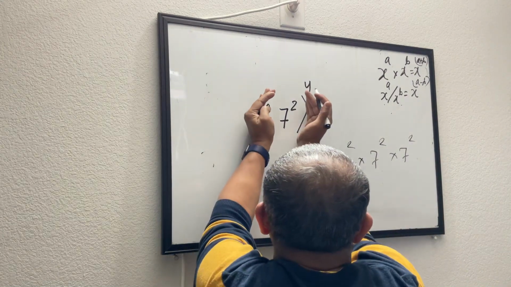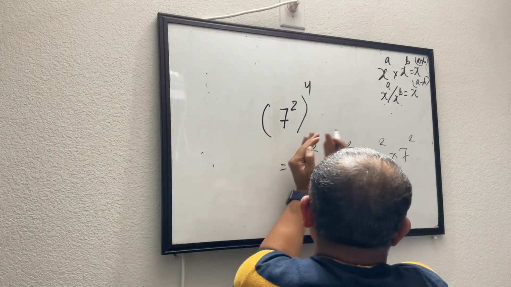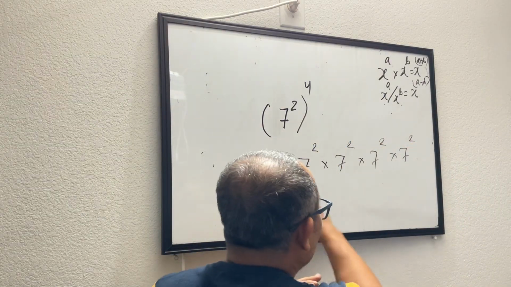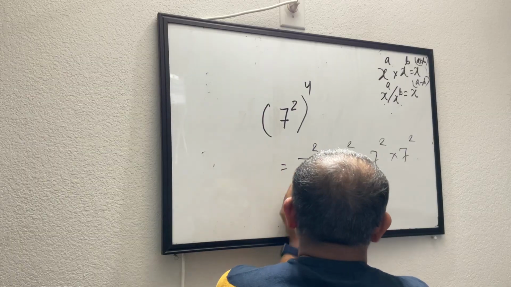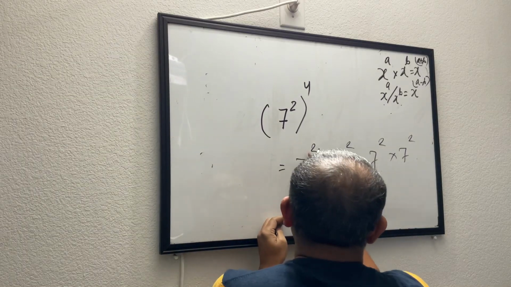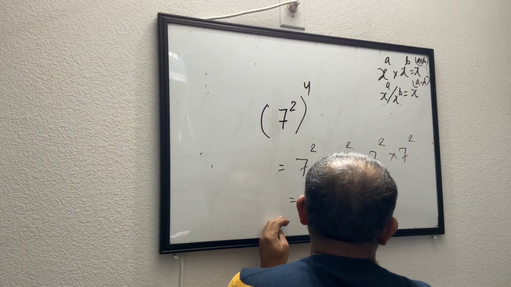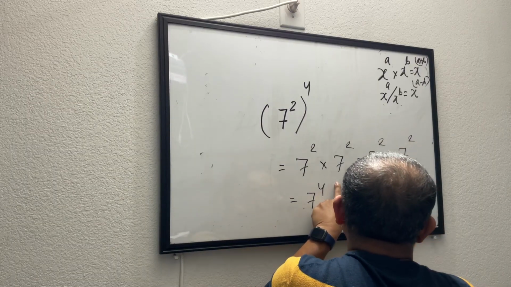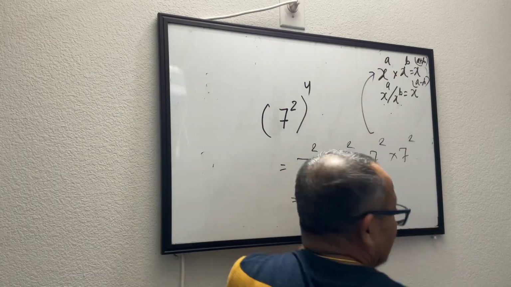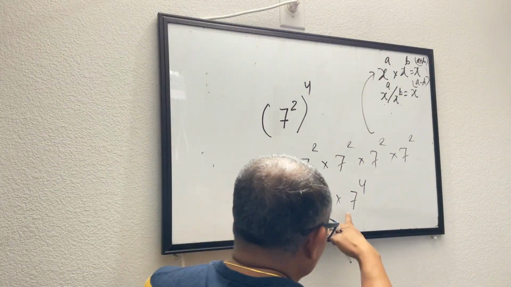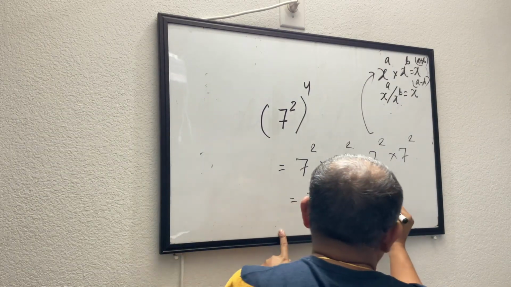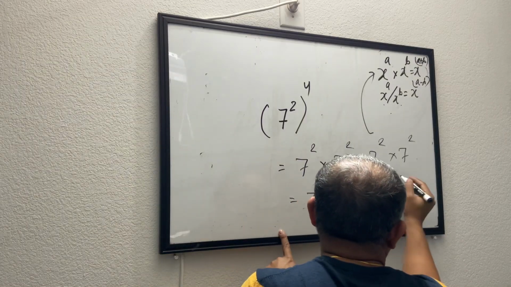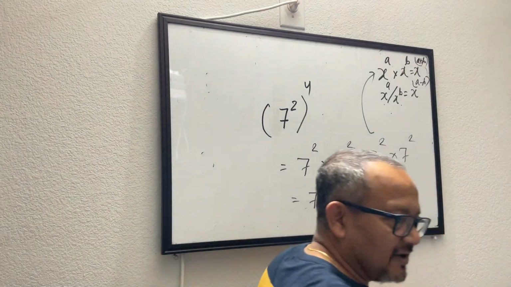Whatever I had in the parentheses to the power 4, meaning that thing is getting multiplied with itself that many times. Now look at this. These two together will become what? 7 to the power 2 plus 2, 4. And you have these two. It becomes 7 to the power 2 plus 2, 4. Applying the first rule. Now you have again same two exponents with the same base. 4 plus 4, 8. Yeah?